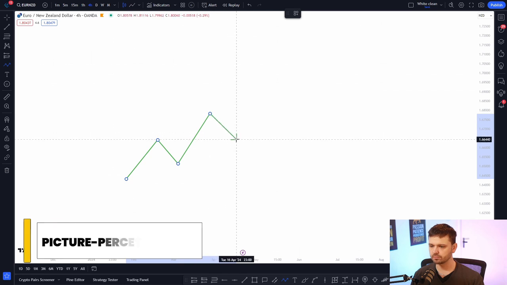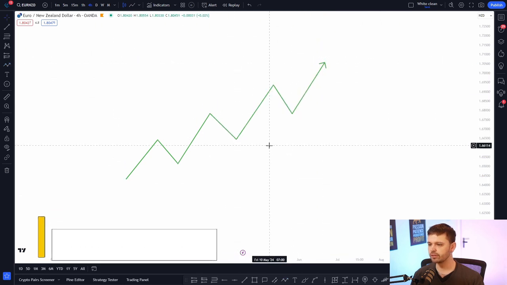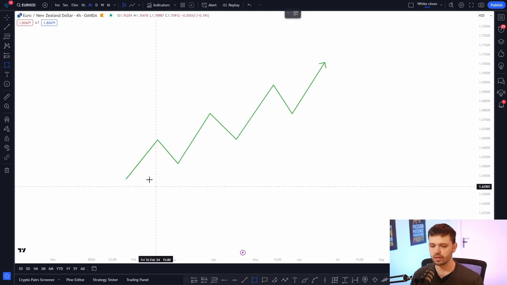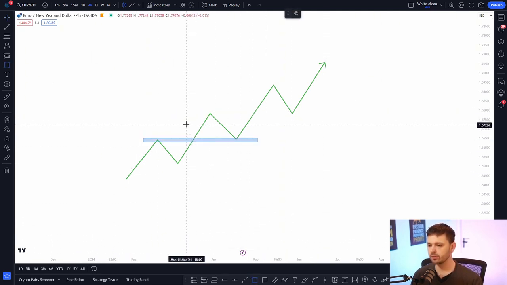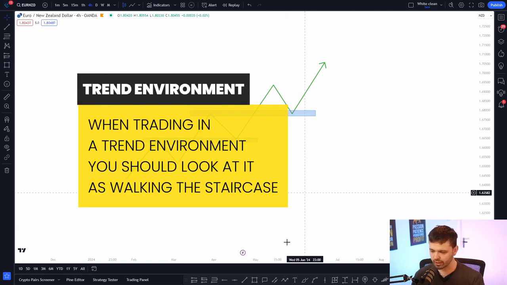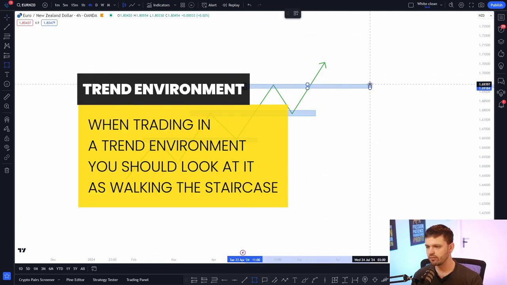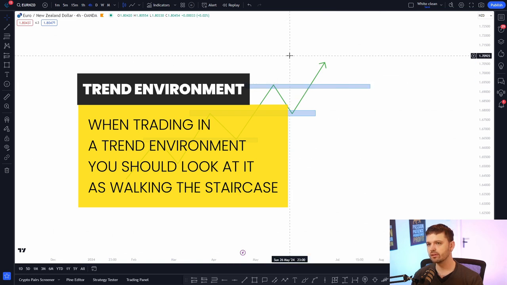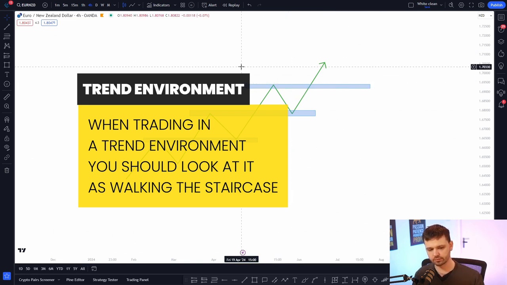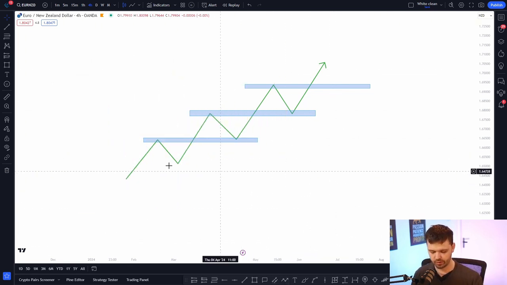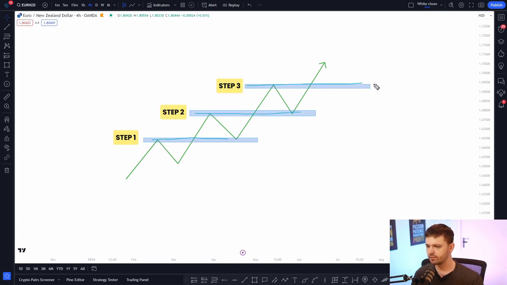This is an uptrend, and you could say the picture perfect market structure, and you have a horizontal level right here, and you get one right here. So when trading the break and retest in a trending environment, you should look at it like you are walking up a flight of stairs. Each of these is like one step in the staircase, and you can take one step here and then another step here.